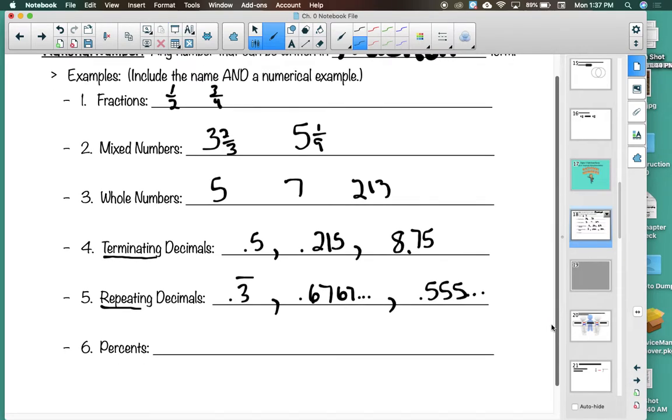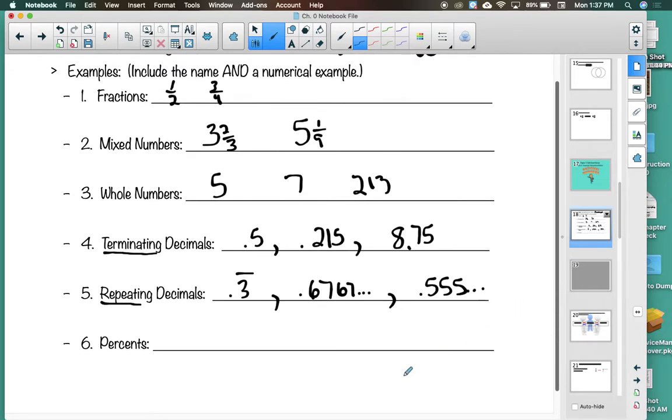And there's one more type of number that is a rational number, and that's a percent, like 92%. We can turn that into a fraction if we want. Okay, or 115%. So all of those numbers are rational numbers because they can be written in fraction form.